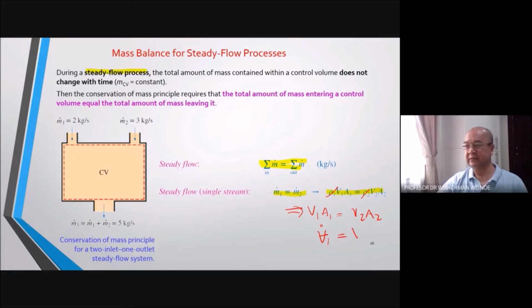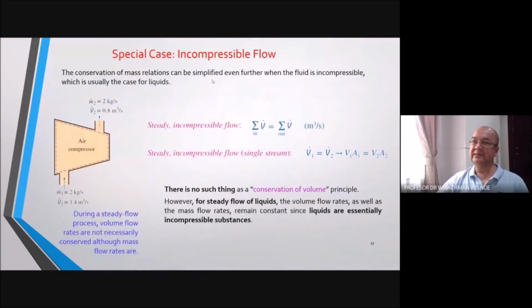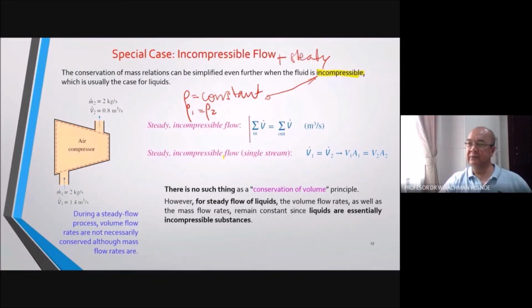V1A1 is V dot. This is the volume flow rate. V dot 2. So in the case of incompressible plus steady, we are going to reduce the delta m dot equation to the delta V dot equation. If we have multi-inlet and multi-outlet, but only 1 inlet and 1 outlet, we have V dot 1 equal to V dot 2, where V dot 1 is V1A1 and V dot 2 is V2A2.